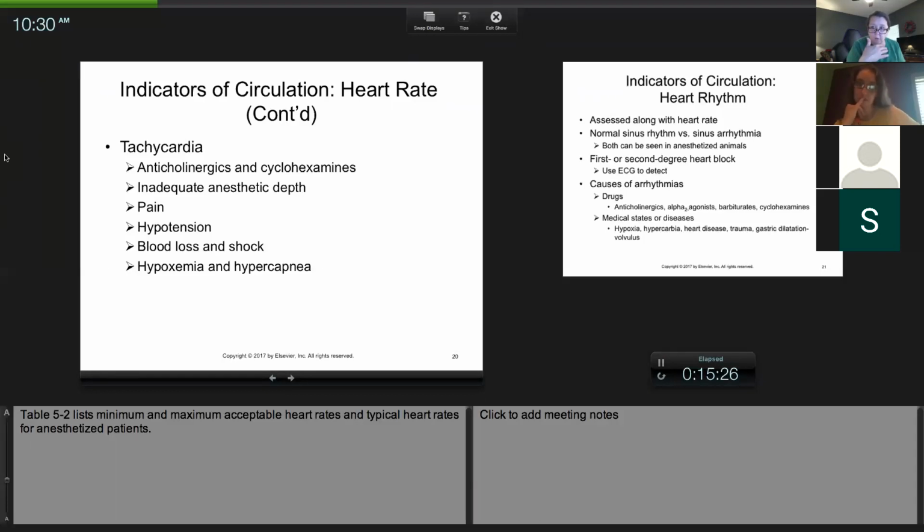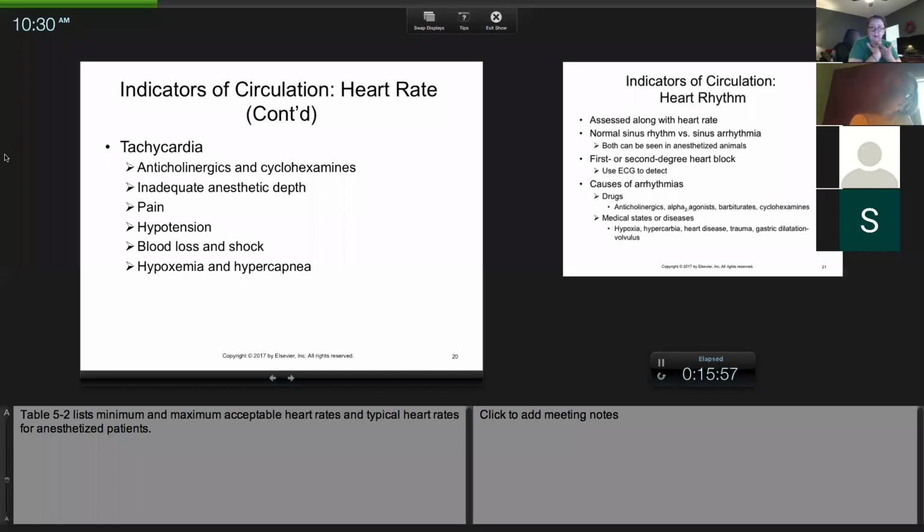So how do I determine whether it's tachycardia from pain or being light, or from hypotension? If it's pain or being light, they're probably breathing faster. They might be blinking. I'm going to check my other parameters. If it's hypotension, they might be a little deeper, and respiration hasn't changed. So if I just turn them down, maybe I turned them down too much and they're too light. So look at your other values.